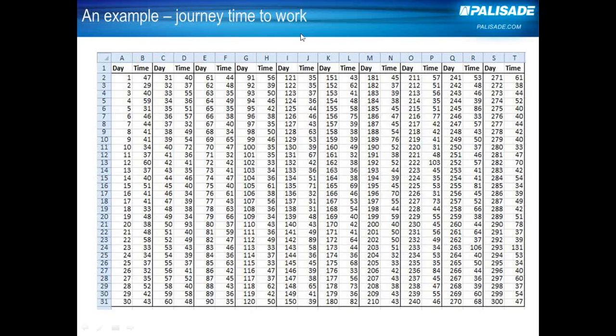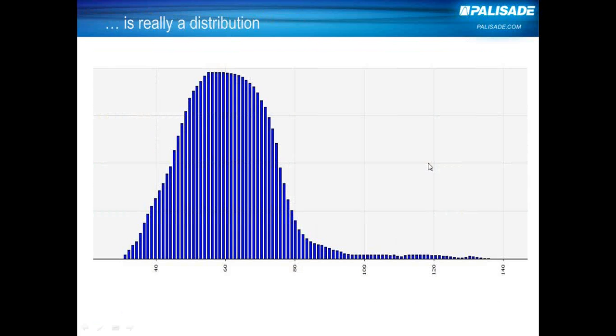But this is journey time to work. So this is some sample data. I think it's pretty realistic, actually, of how long it would take me to get to work on 300 separate occasions. And if we made that into a nice looking graph, which doesn't hurt your eyes to look at, it might look something like this.